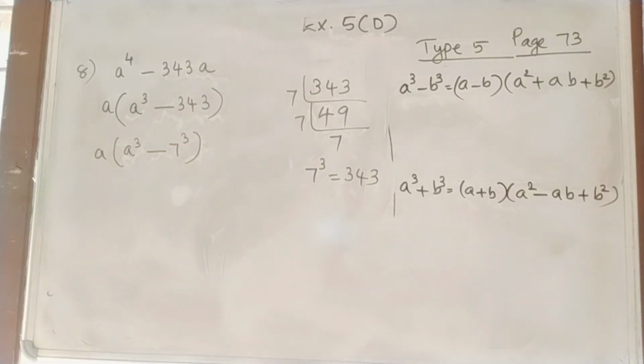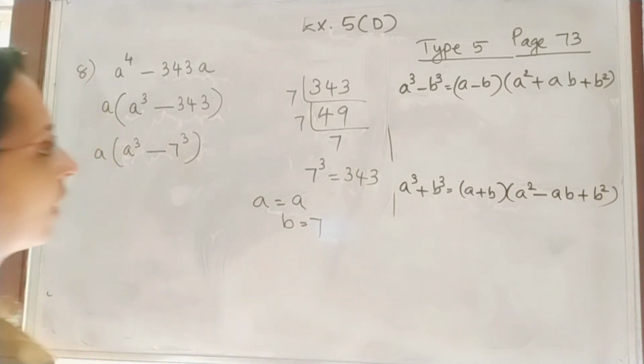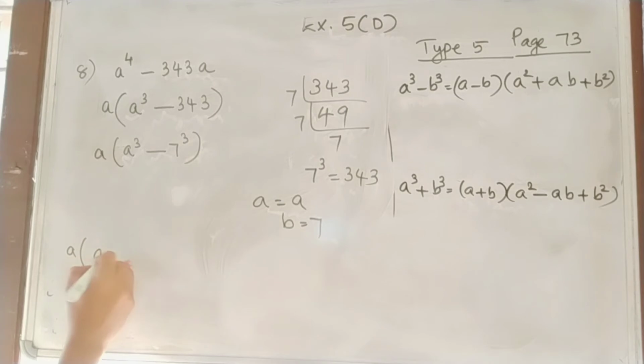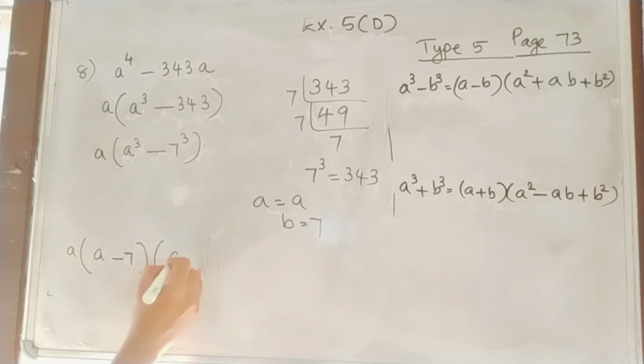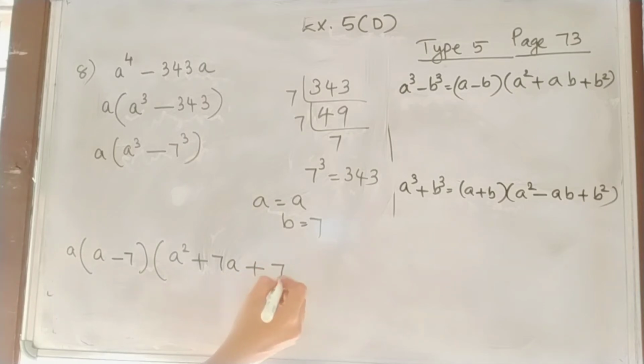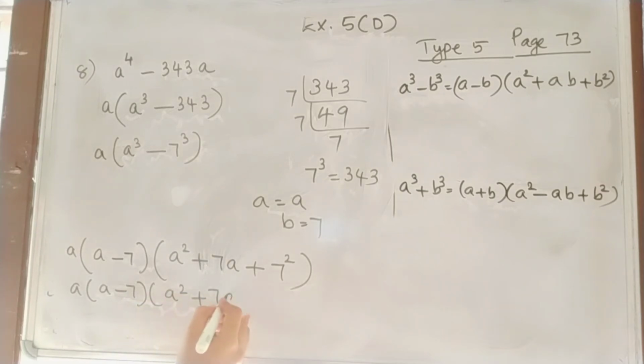a cube minus 7 cube, that is in the form of what? a cube minus b cube. Here a is equal to a and b is equal to 7. So how can we write this? a into a minus b means a minus 7, into a square plus ab means 7a plus b square means 7 square. It is a into a minus 7 into a square plus 7a plus 49.